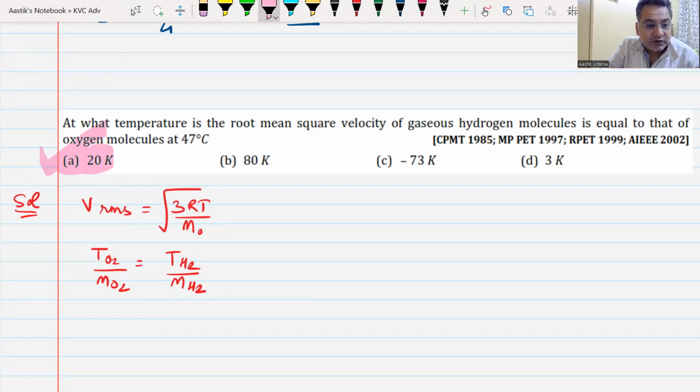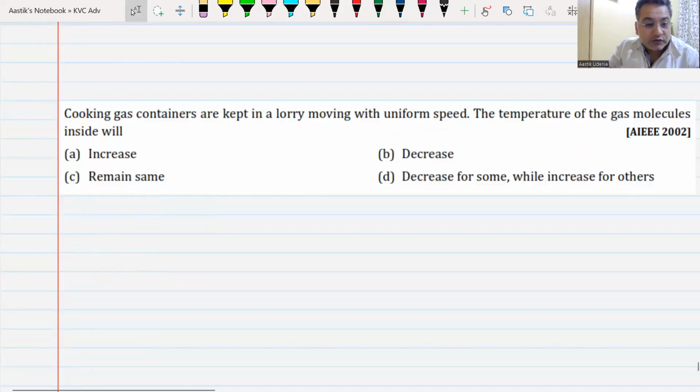Next question, which should not require any calculation, which should be a straight away yes or a no. The answer for this one, a lorry. A cooking gas container is kept in a lorry moving with a uniform speed. The temperature of the gas molecules inside will increase, decrease, remain same, decrease for some while increase for others. I love this option.